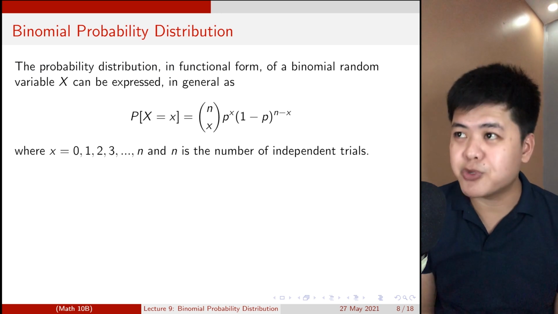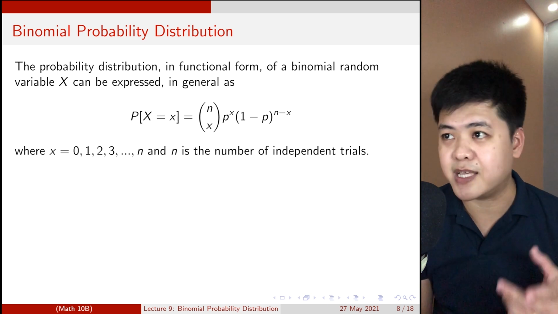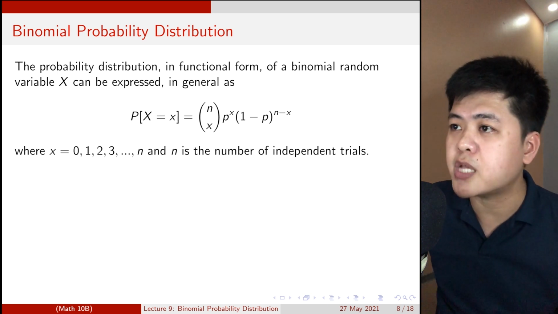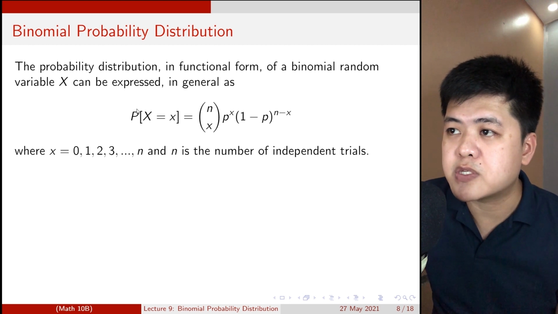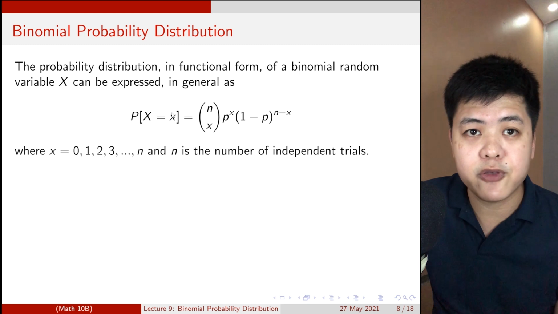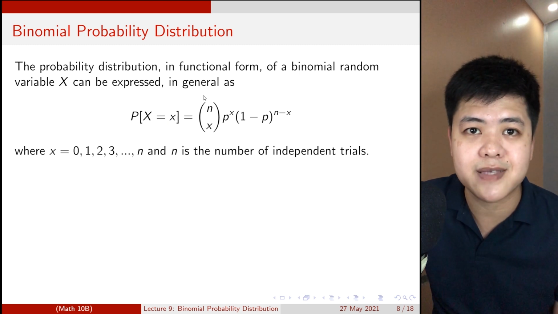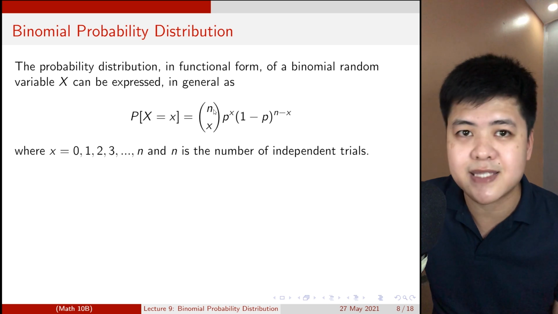The probability distribution in functional form of a binomial random variable x can be expressed in general as this. Okay, masyado ma-intimidate dun sa mga notations. Okay, so this is the probability. The probability of any value of your random variable is equivalent to n combination x, so this is just nCx.